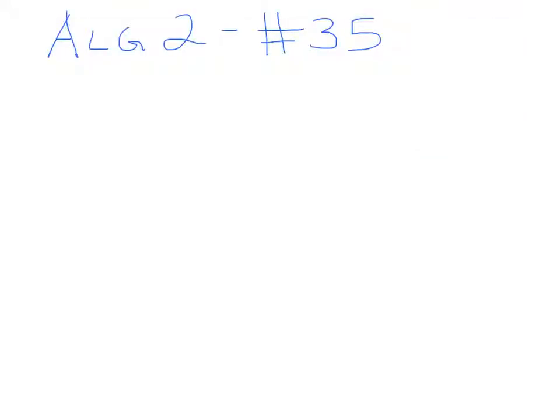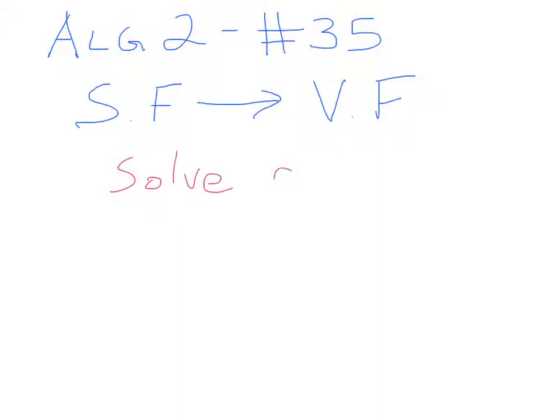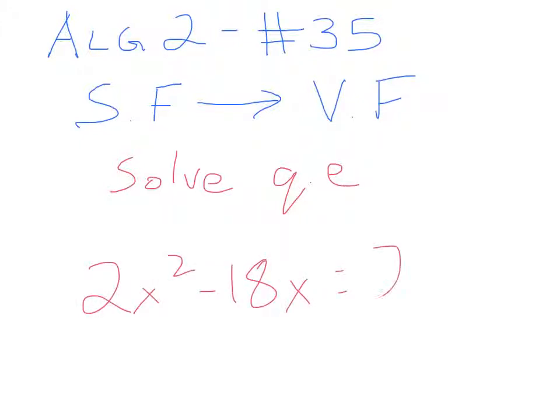Alright, this concludes the lesson on Algebra 2, skill number 35. For the skill test, what we're going to need to be able to do is take an equation that's in standard form and convert that equation to vertex form using completing the square. The other thing that we'll need to be able to do is solve a quadratic equation using completing the square. For example, 2x squared minus 18x equals 27. So we'd want to be able to solve that using completing the square.